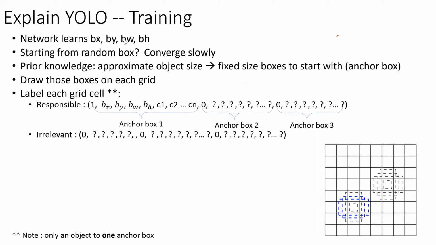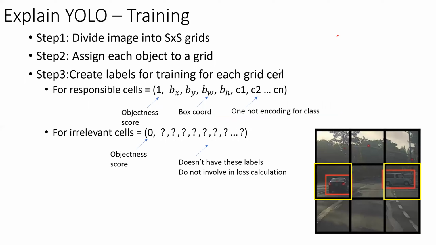We know that the network is trying to learn Bx, By, Bw, and Bh. I have a question. Okay. So how do you decide S? S, yeah, S you can choose. But so here I use... are you saying you are labeling all the images? Let me reply to these questions.